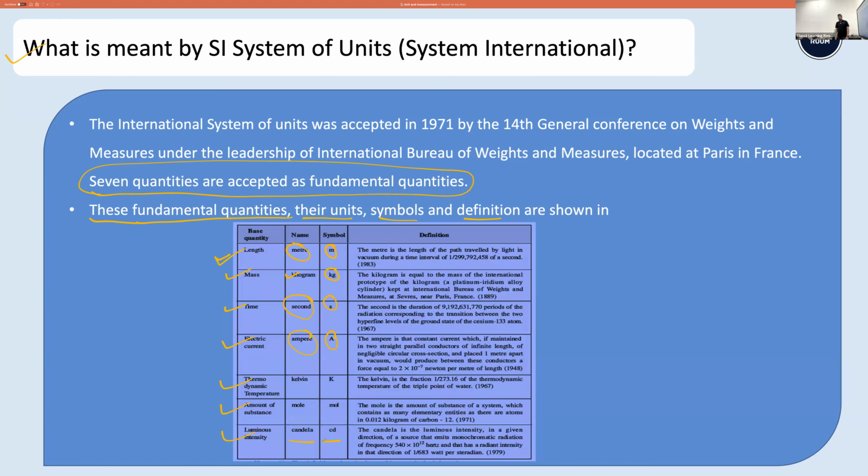Are you able to understand what I'm saying? So this thermodynamic temperature, Kelvin, is there. I have a question. You measure your body temperature, right? You check whether you have fever or not.